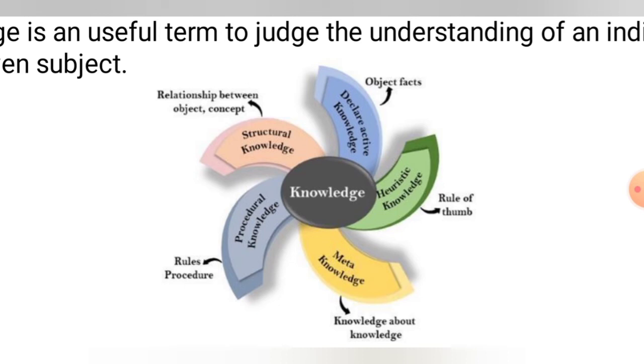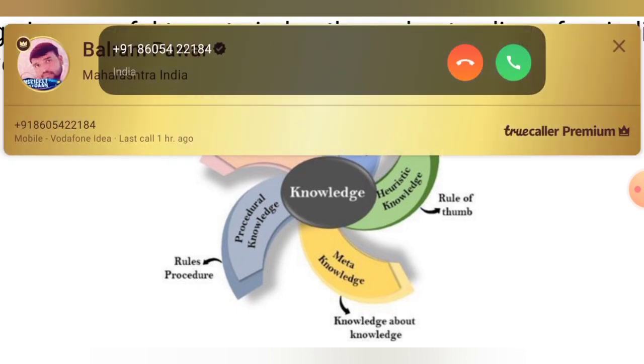Heuristic knowledge means a rule of thumb. These are generally thumb rules. If I catch the taxi, then I will go on that path and reach that spot, and I will reach my school from that spot at that time. So this is heuristic, or generally thumb rules. Brother, if I take a taxi, it will take me 10 minutes, taxi 10 minutes to go home.